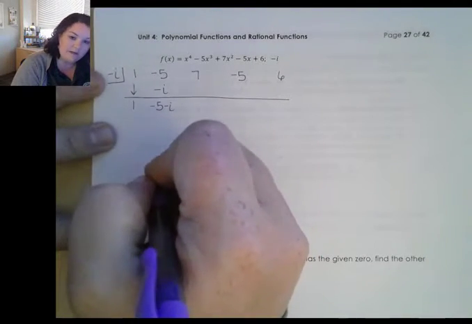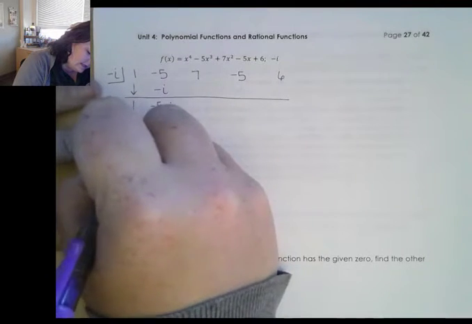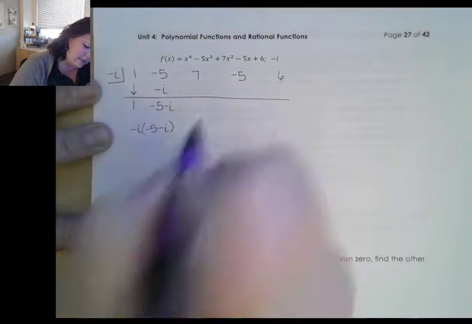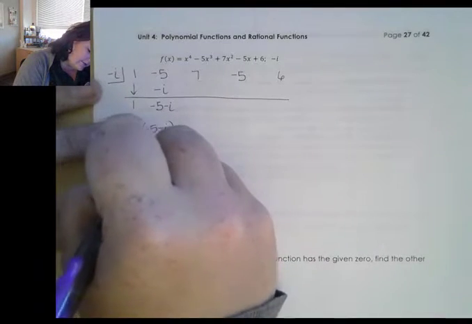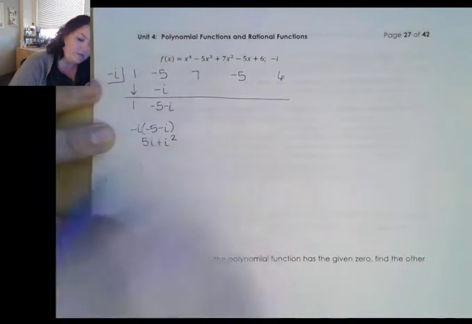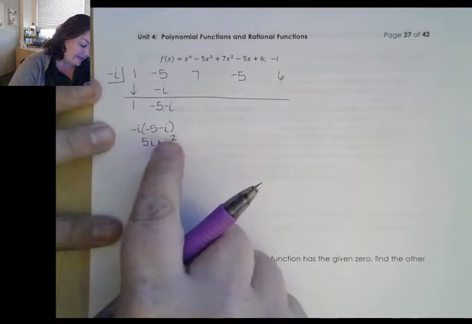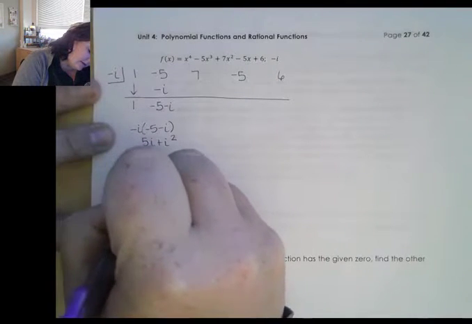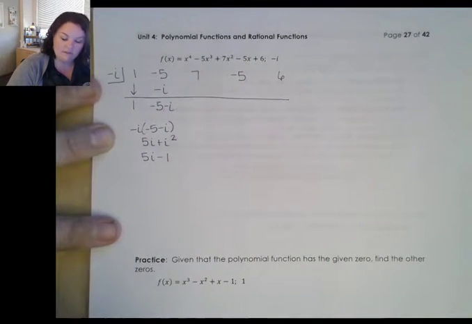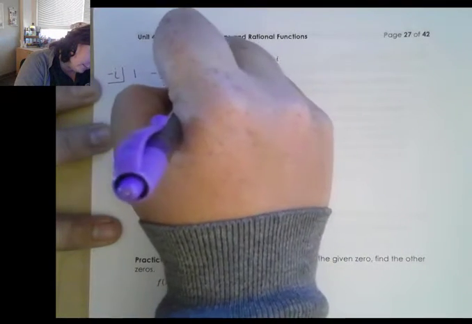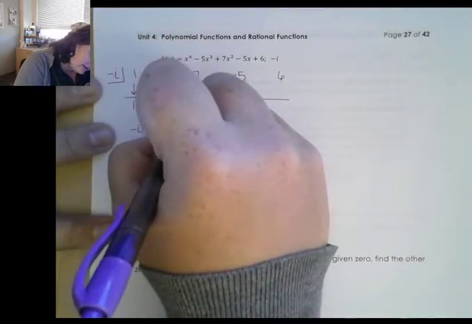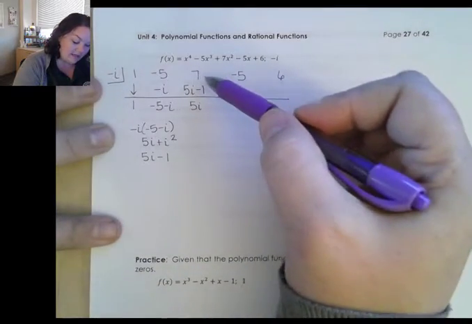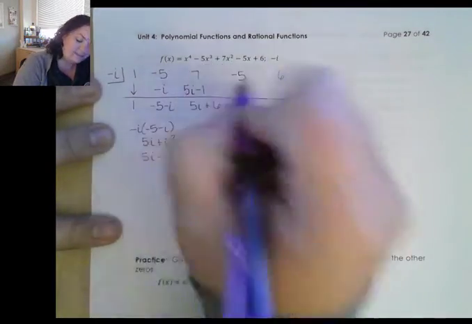And I'm going to do it below here so that I can think through it. So negative i times negative 5 minus i. When I distribute here, I'm going to get a positive 5i and a positive i squared. And then remember, i squared is negative 1, right? So this gives me 5i minus 1. So that's what I'm going to put up here below my next number. So I have 5i minus 1. And now my 5i can't combine with anything, so it's going to stay there. But I can combine my 7 and my negative 1 to get positive 6.